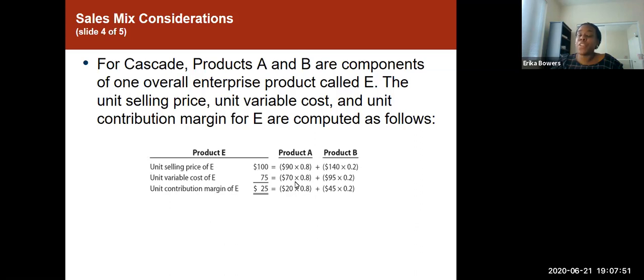We do that for the variable cost as well. So the variable cost for A is 70, but that's 80% of the sales mix. And then for product B, it was 95. So that's 20% of the sales mix. And then our unit contribution margin is this minus this equals this. So now this is our unit contribution margin and our selling and variable for E.